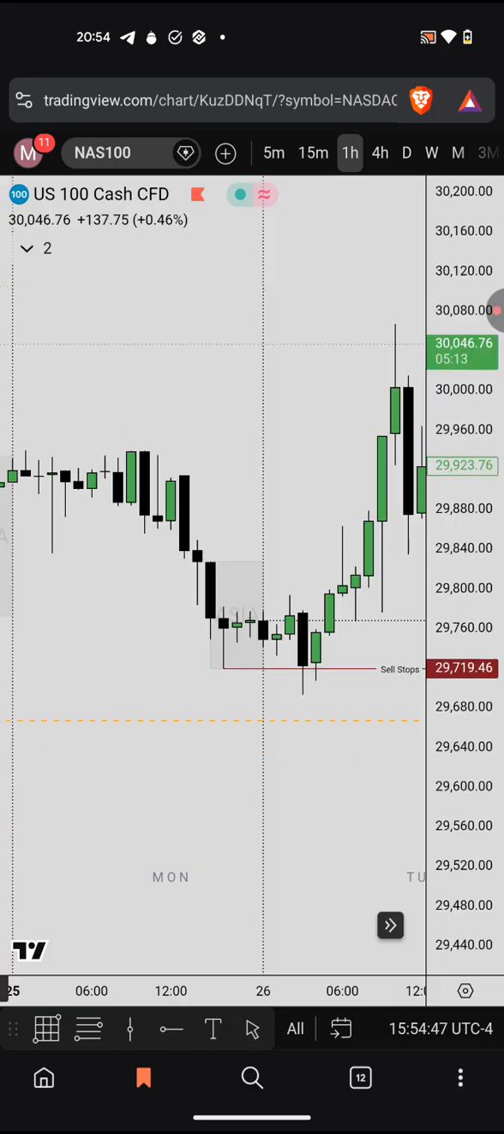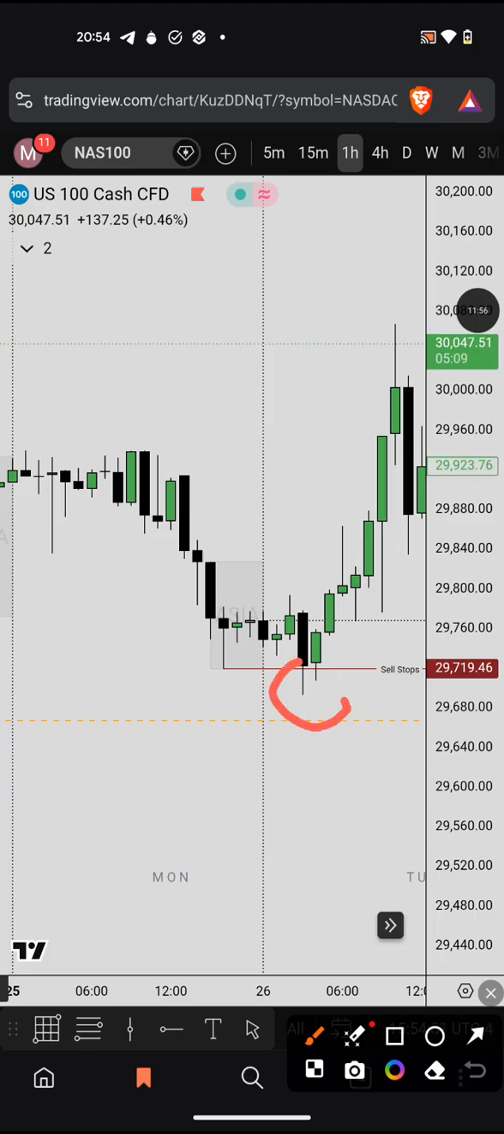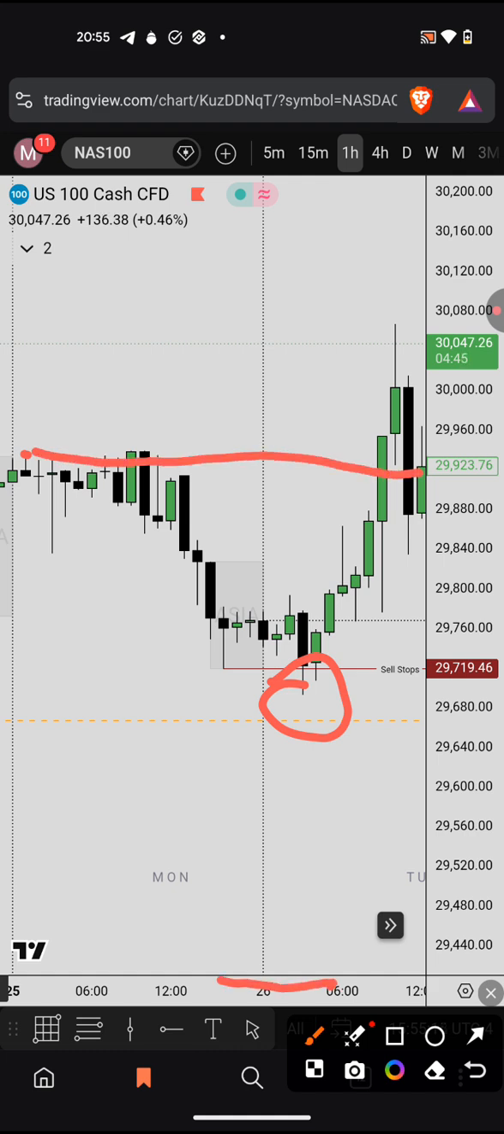So to me, this is an A plus setup because we have already taken a low. This is the sell stops. This stops here I've already taken out. So automatically, as we have taken out the sell stops, we are going to be targeting the Asian range high. That is the first target.